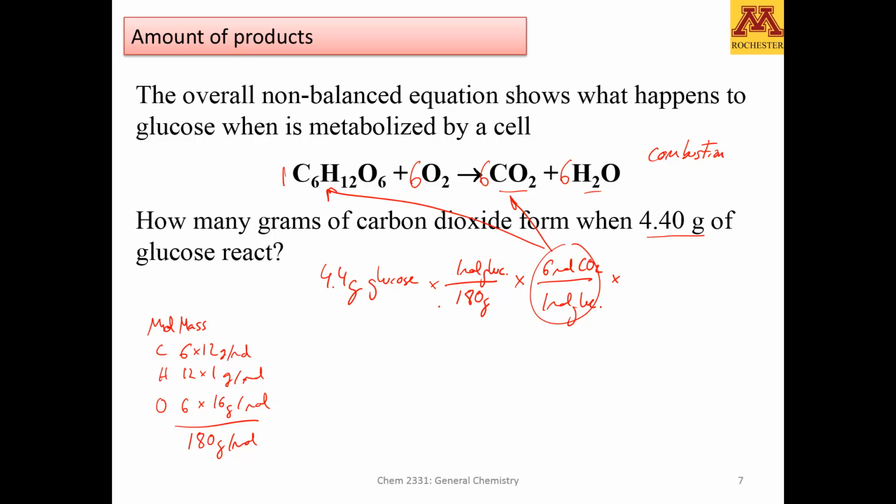And now notice grams of glucose cancel with grams of glucose, moles of glucose cancel with moles of glucose. I have moles of CO2. I need to convert moles of CO2 into grams. What is the molecular mass of CO2? For carbon, I have 1, which is 12 grams per mole. For oxygen it's 16 times 2, which is 32. So 12 plus 32 is 44 grams per mole. So 1 mole of CO2 is 44 grams of CO2.